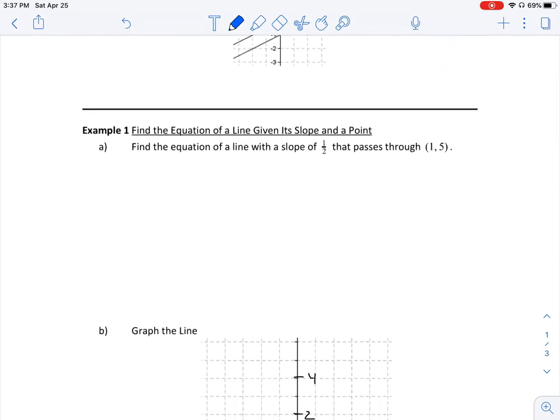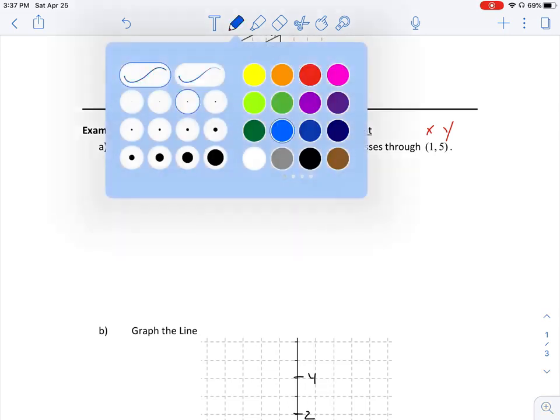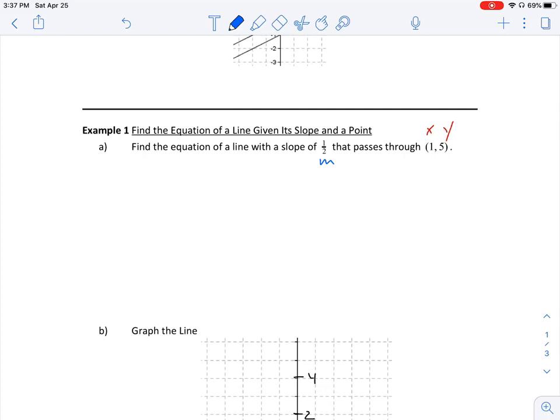So first example here, find the equation of a line with a slope of 1 over 2 that passes through the point 1 and 5. So this right here is our slope. The point that we are given is here, 1 and 5, or our x is 1 and our y is 5. The equation of a line we know is y equals mx plus b.